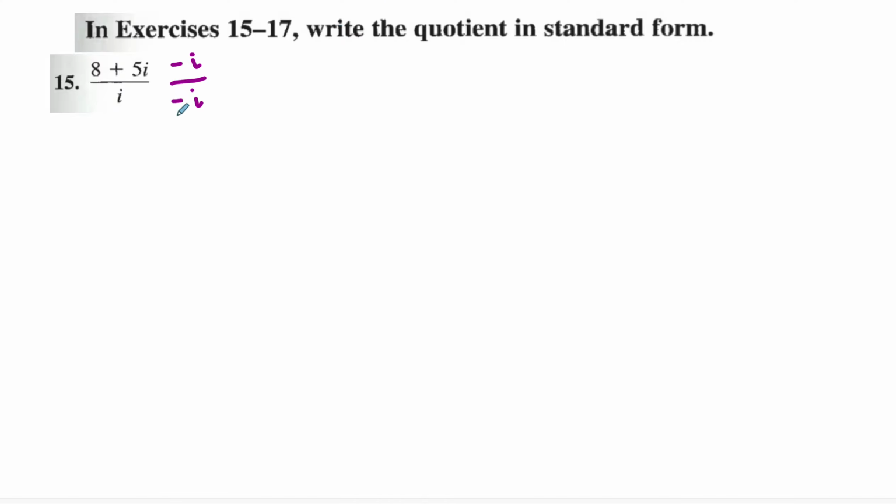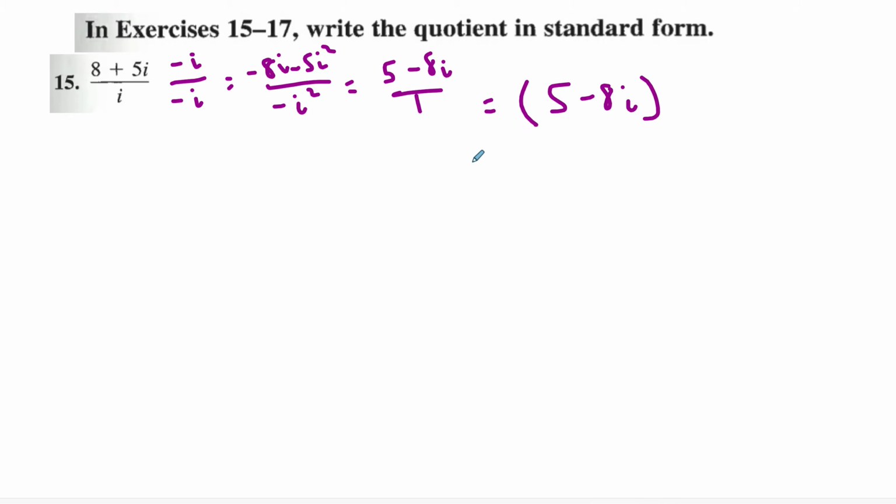Okay, write the quotient in standard form, meaning they want you to get the I out of there. So what's the reciprocal of I? Opposite I. So I times I, that's negative I squared, aka 1, right? Negative 1. This becomes negative 8i plus, negative, right? Negative 5i squared. Negative 5i squared is positive 5 minus 8i. So this is 5 minus 8i, written another way.